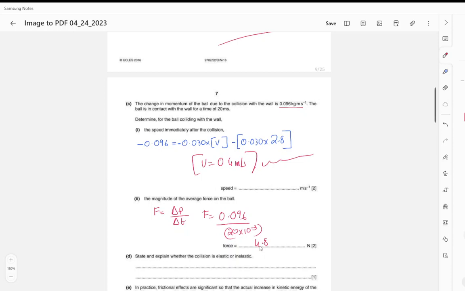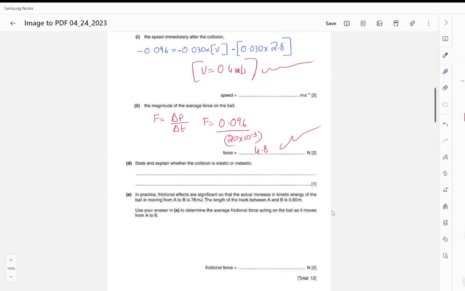Let me just find it out again. 0.096 divided by 20 into 10 raised to power minus 3. Mind you, when I'm dividing, I always keep everything in the brackets. So this is actually 4.8 Newton. So this is correct. Okay.